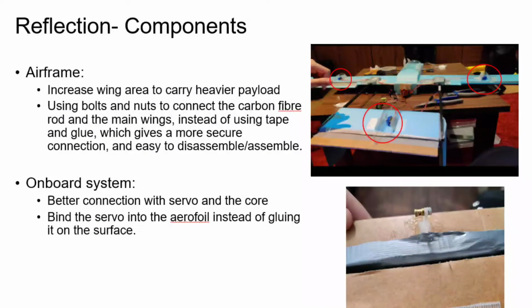We also have reflections on the aircraft components. We increased the wing area to carry a heavier payload. We updated connections to make sure they're more secure. And we also bound the servo into the airfoil so that the servo won't fall off easily, while less glue and tape were used to reduce the weight of the aircraft.